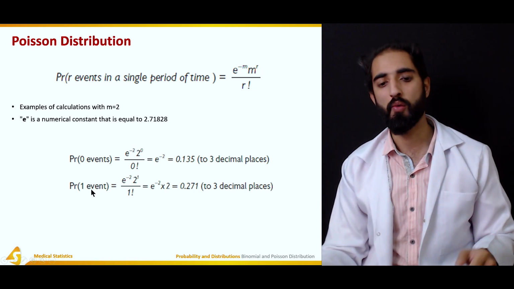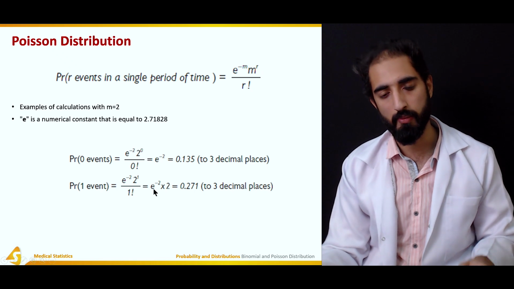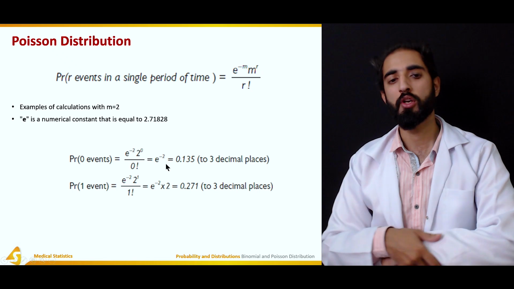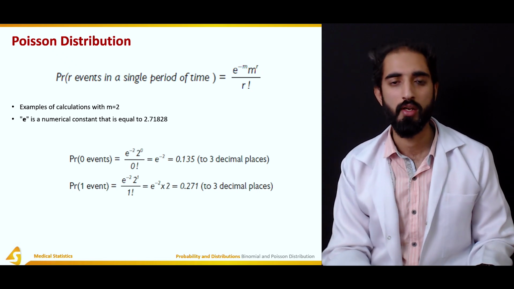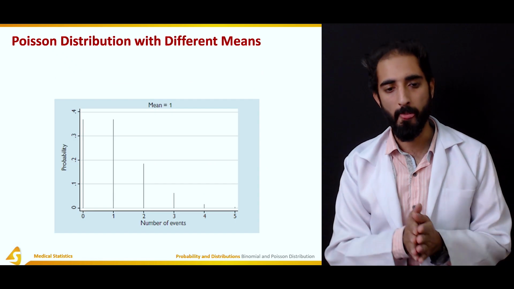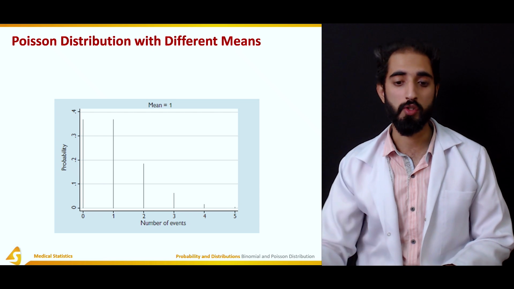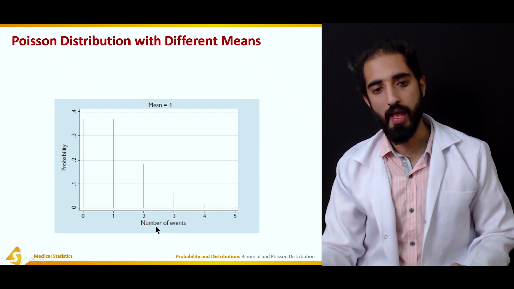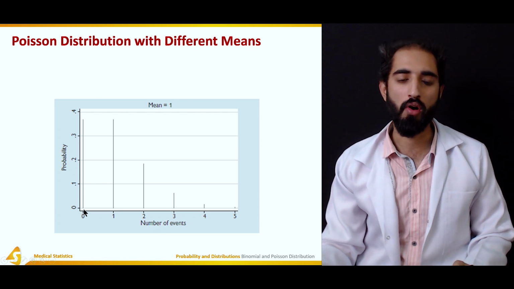And similarly for 1, we put the value of R equal to 1, everything else remains the same, and we get the answer of 0.271. So that's how we can use the Poisson formula to calculate the probability. Now here is an example of the Poisson distribution, in which we have different numbers of events, 0, 1, 2, 3, 4, 5, and by calculating the probability we can draw this distribution.